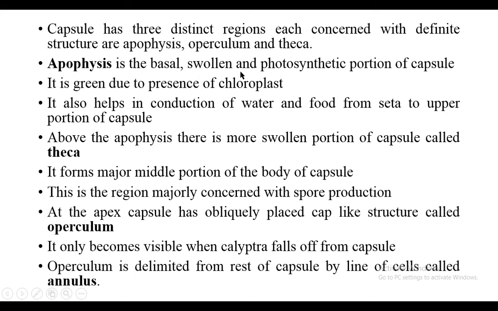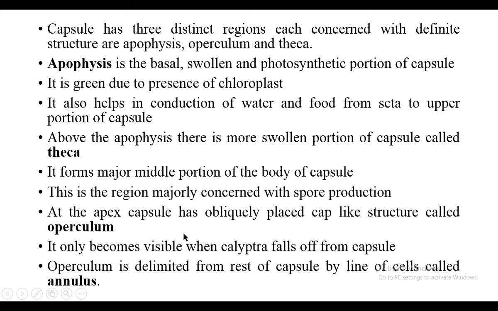Apophysis is the basal swollen and photosynthetic portion of the capsule. It is green due to the presence of chloroplasts. It also helps in conduction of water and food from the seta to the upper portion of the capsule. Above the apophysis, the more swollen portion of the capsule is called theca. Theca is a Latin word meaning cavity, so it is more swelled. Cavity जो है वो ज़्यादा swelled portion होता है. It forms the major middle portion of the body of the capsule. This is the green region majorly concerned with spore production.